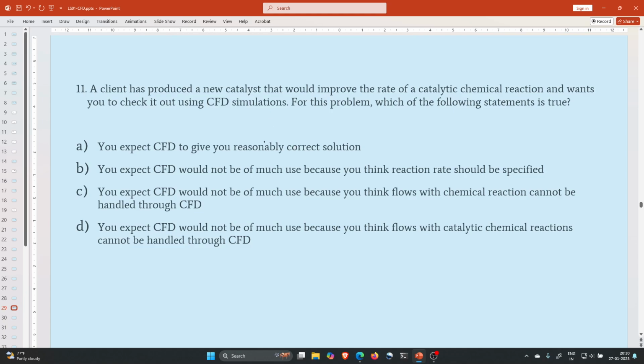Next question. A client has produced a new catalyst that would improve the rate of a catalytic chemical reaction and wants you to check it out using CFD simulations. For this problem, which of the following statements is true? Okay, before going further, in our course we will be dealing with a little bit of chemical reactions in the flow also. So it's better to learn that side of fluid flow also. Species transport is also discussed in our course.